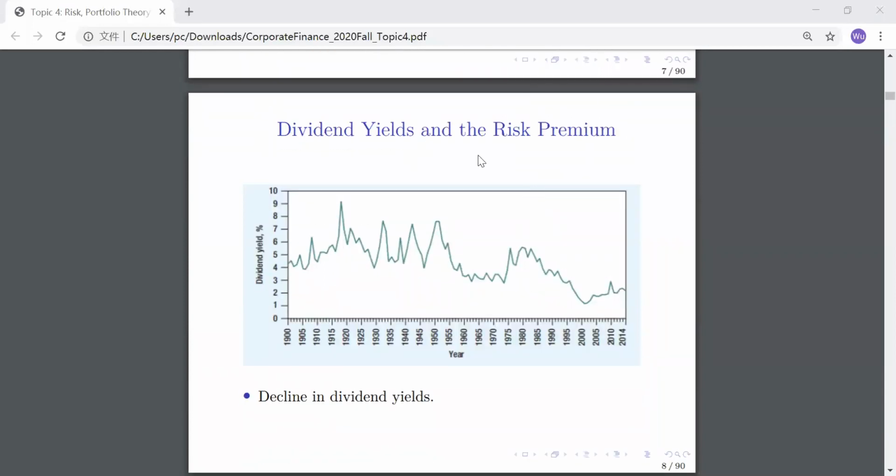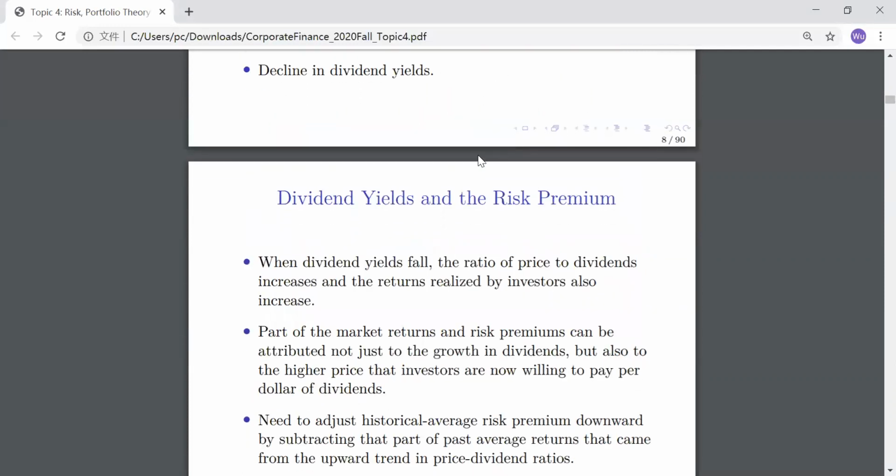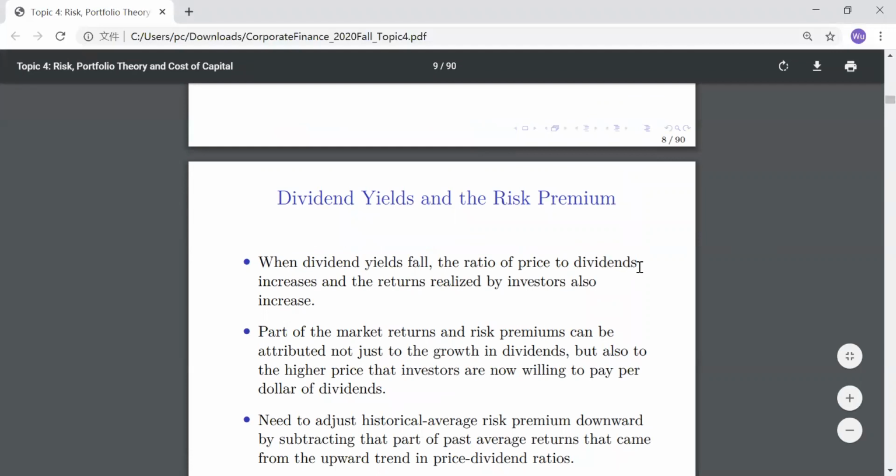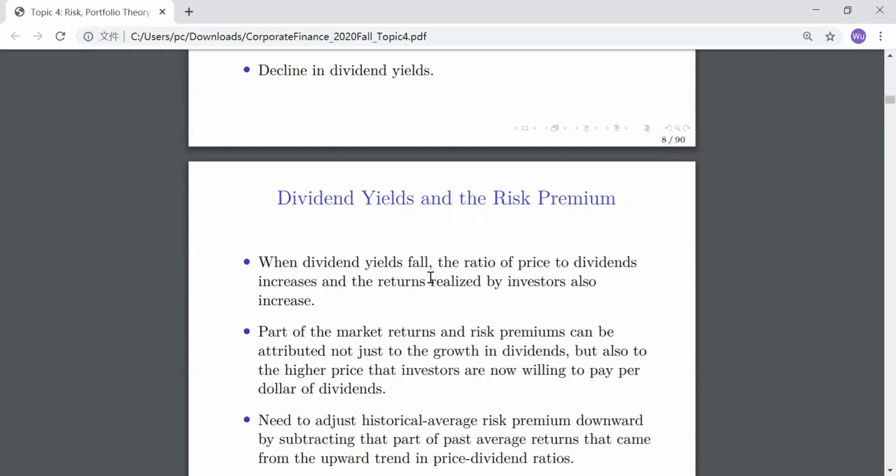And so this graph shows the dividend yield and the risk premium over 1900 to 2014. We see a very sharp decline in the dividend yields from 1900 to 2014. This trend is very sharp. The dividend yields have been going down for all these years. Then what we see is that the ratio of price to dividends actually increases, because if you calculate price to dividend, dividend is the denominator. And in that case, the returns realized by investors also increase. So these are the two observations we have.